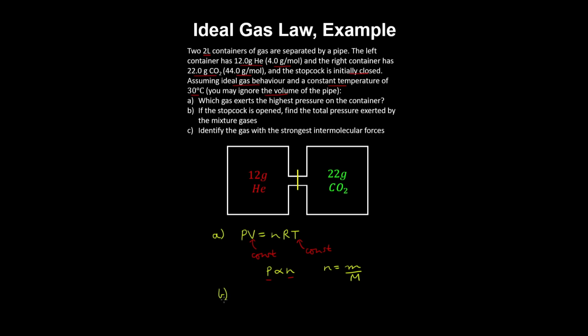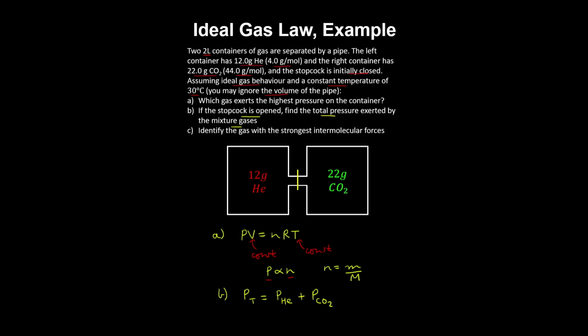Now part B asks, if the stopcock is opened, find the total pressure exerted by the mixture of gases. Well, the total pressure, by Dalton's law, is equal to the sum of the pressures exerted by each individual gas.